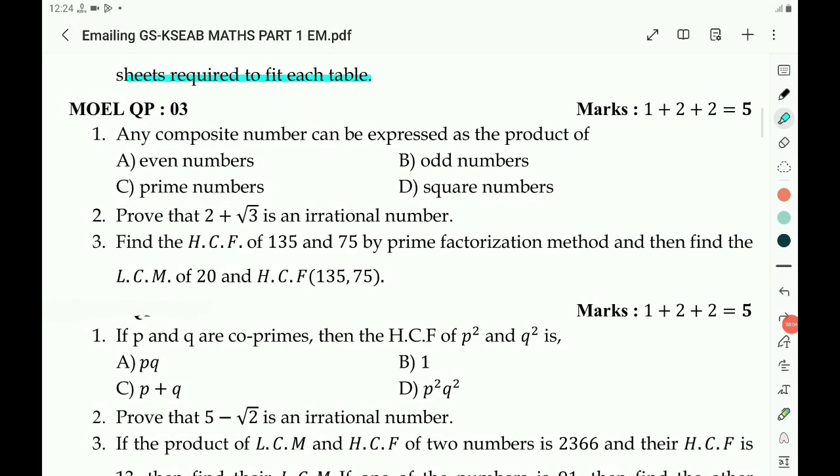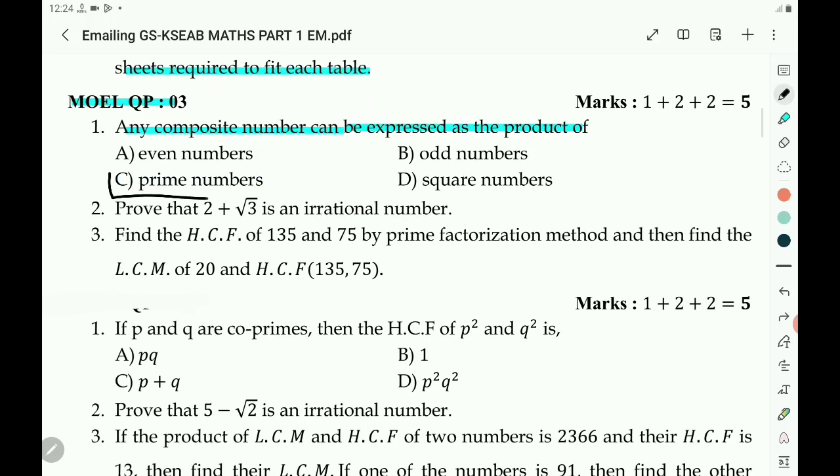Now let us come to the model question paper 3. First question. Any composite number can be expressed as the product of prime numbers, prime factors. So option C is the answer. Any composite number can be expressed as a product of primes.